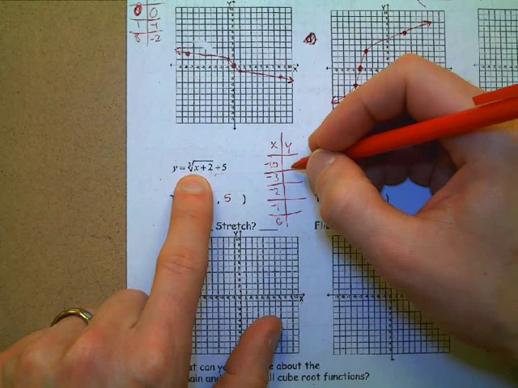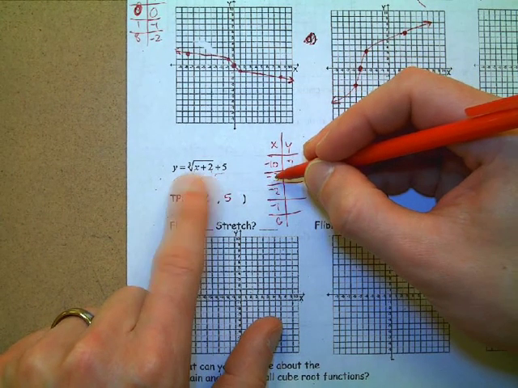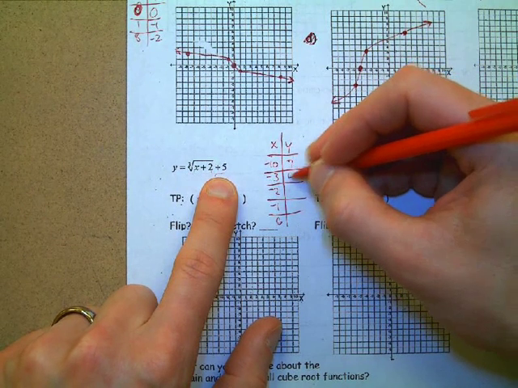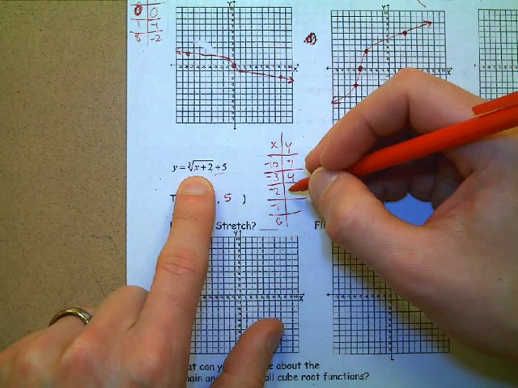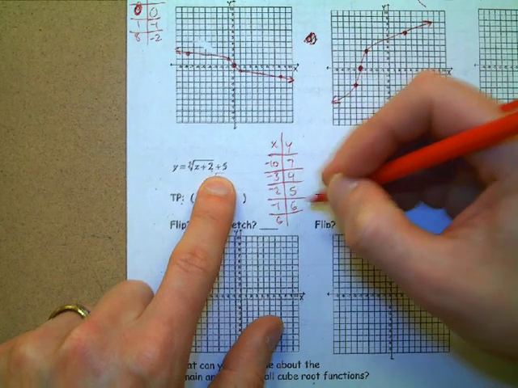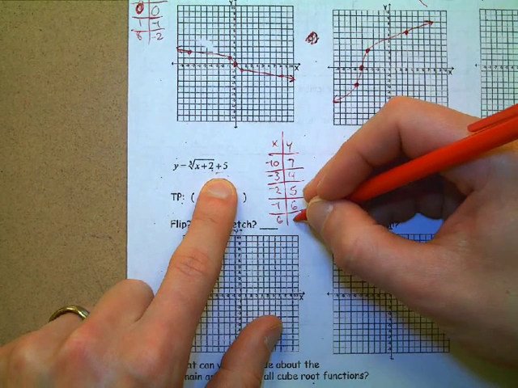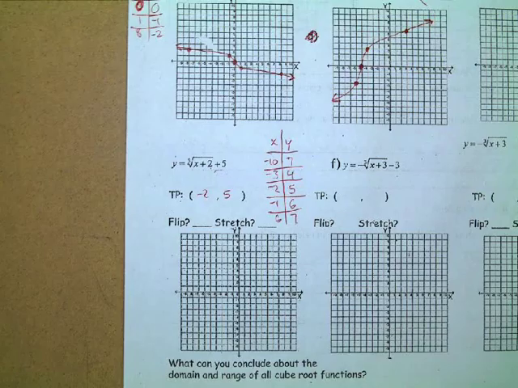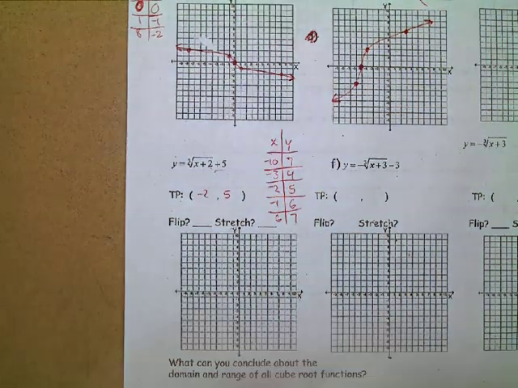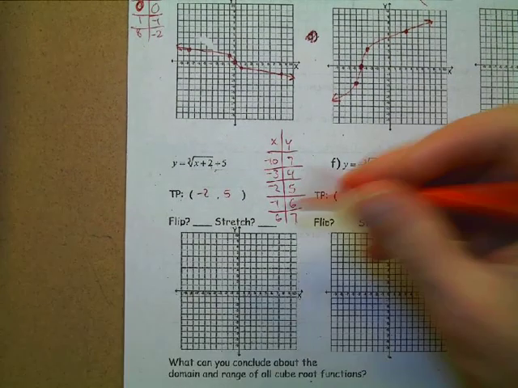And then I'll just plug those into the equation one at a time and get the matching y value. So negative 10 plus 2 is negative 8. Cube root of 8 is 2. Plus 5 is 7. Negative 3 plus 2 is negative 1. Cube root is negative 1. Plus 5 will be 4. Negative 2 plus 2 is 0. Cube root is 0. Plus 5 is 5. Negative 1 plus 2 is 1. Cube root of 1 is 1. Plus 5 is 6. And then 6 plus 2 is 8. Cube root is 2. Plus 5 is 7.